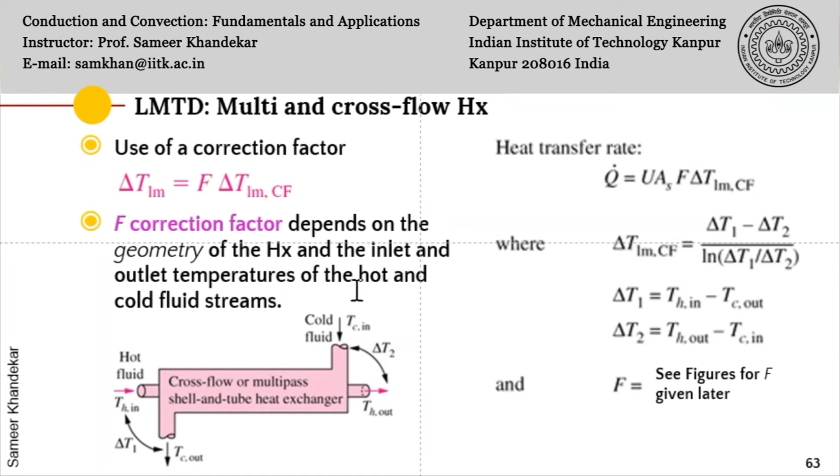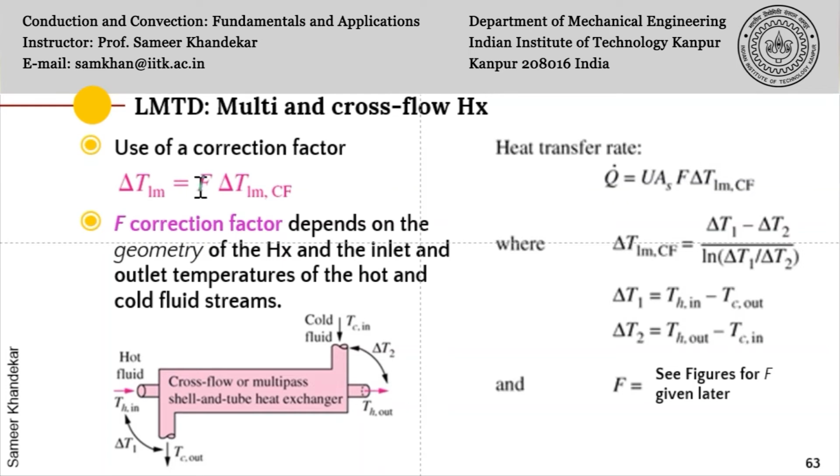The inlet and outlet temperatures of the hot and cold fluid are given to you. Under these circumstances only you can find the LMTD. This can be a black box which is your heat exchanger, and irrespective of what type of black box it is, once you know these four data points, you can find the delta T1 and delta T2, and from there you can get the LMTD, and then you multiply it by F.